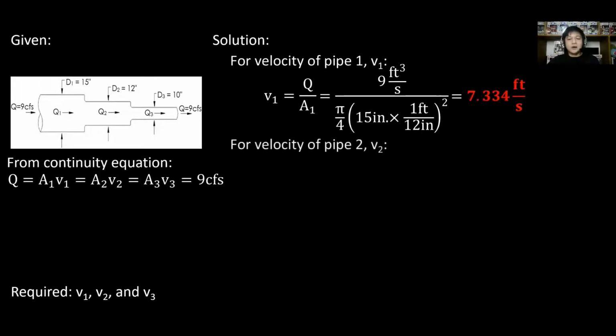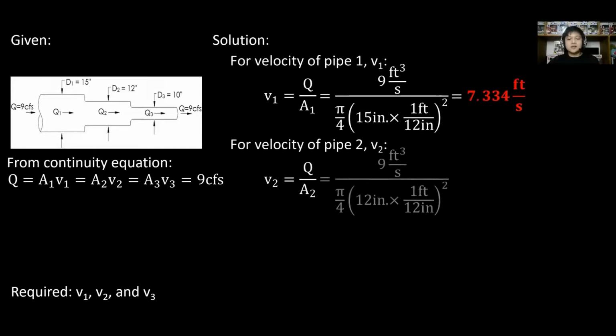For velocity of pipe 2, V2 is equal to the uniform Q all over A2. Substitute Q as 9 cubic feet per second, and for area, that is pi all over 4, times the diameter, that is 12 inches, convert to 1 foot and raise to 2. Then, V2 is 11.459 feet per second.